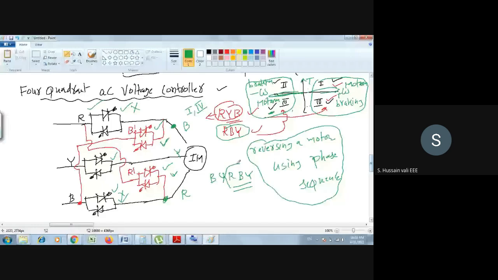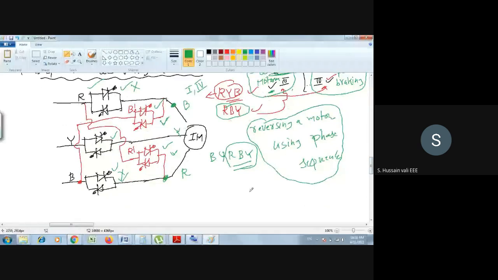So here, better I will write this. RYB: if it is RYB, then you operate the RYB set of thyristors. If you want to change to RBY, which one do you operate first? B dash will come here, then Y remains as it is, then R dash. So when you change the switching sequence here, you can reverse the motor and you can get all four quadrants as required.